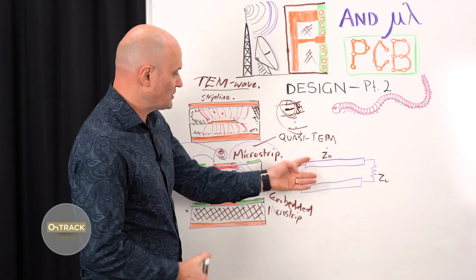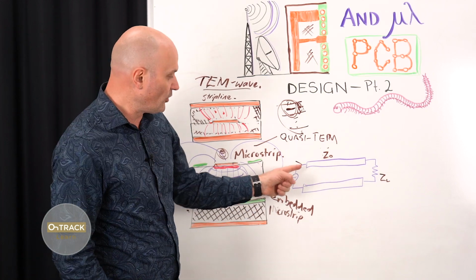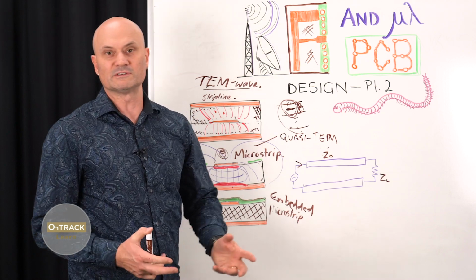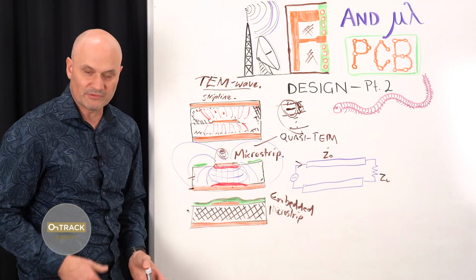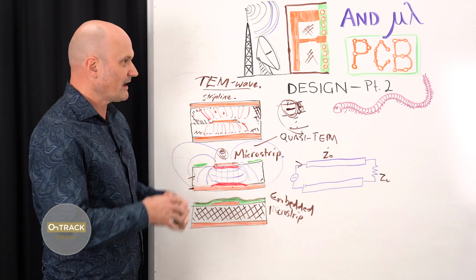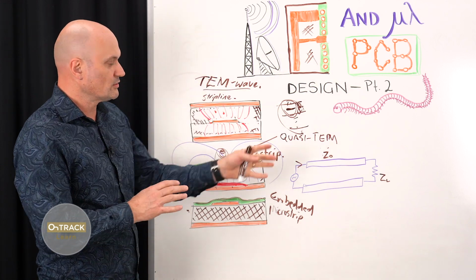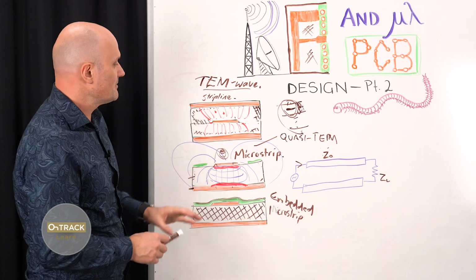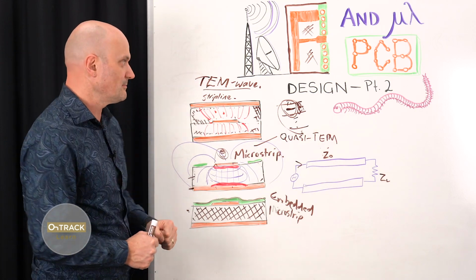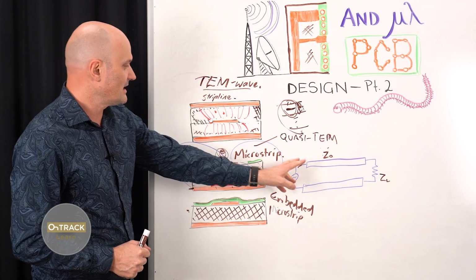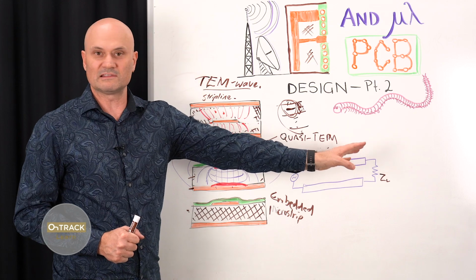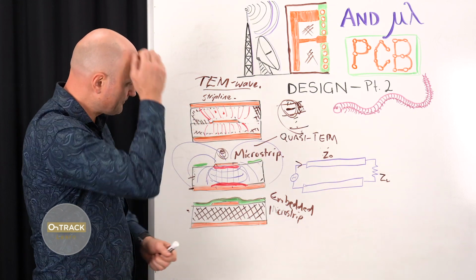And the job of the transmission line is to carry all the energy, or as much of it as possible, from the source to the load. The source may be the output of an amplifier, and the load is probably an antenna to transmit out into the ether, or it could be another chip or whatever. But the job of the transmission line, and this is what you're designing as a PCB designer, is to carry as much of that energy there as possible with as little loss as possible.